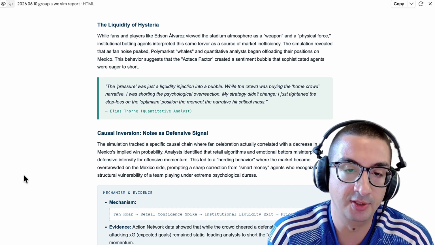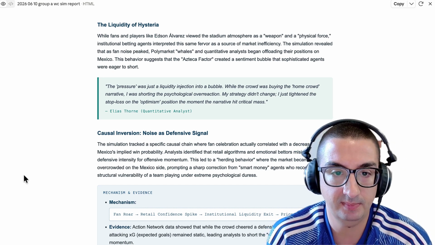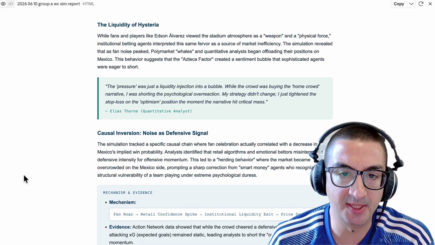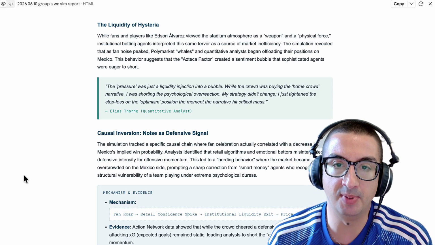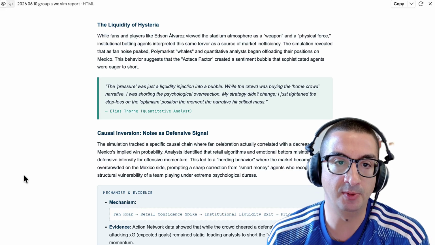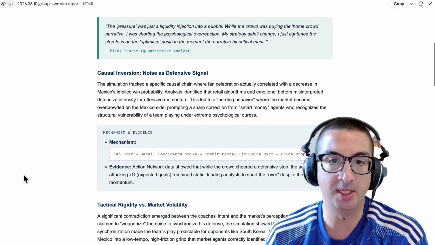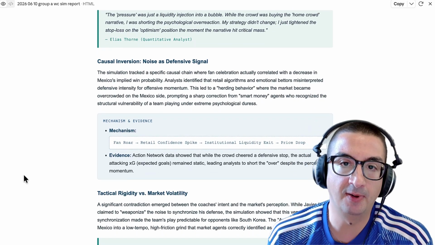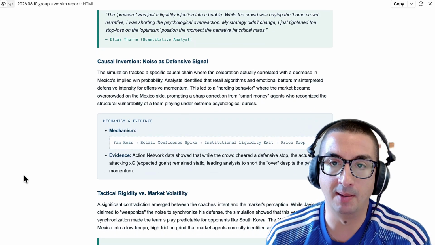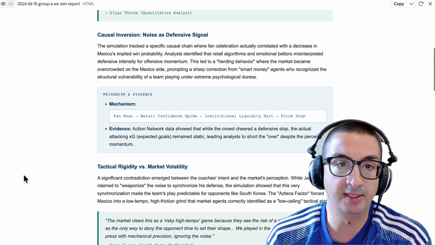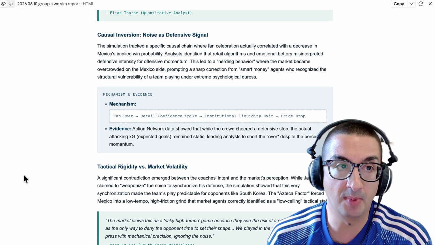Causal inversion: noise as defensive signal. The simulation tracked a specific causal chain where fan celebration actually correlated with a decrease in Mexico's implied win probability. Analysts identified that retail algorithms and emotional bettors misinterpreted defensive intensity for offensive momentum.